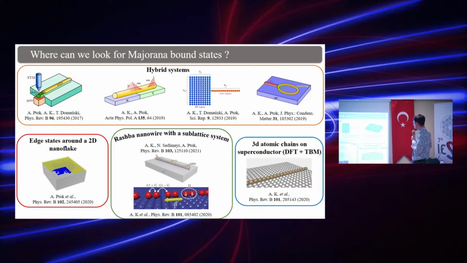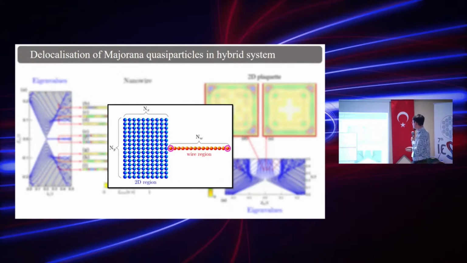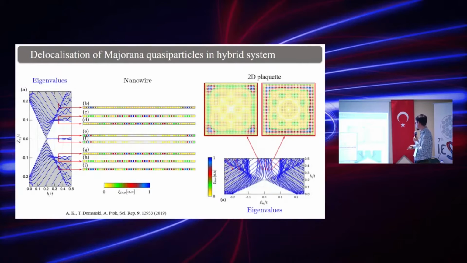And here we used bands from DFT and Wannierized them in order to produce a tight binding model to obtain signs of topological transition. So now for the main part, I will be discussing this system, this dimensional hybrid that links a 1D nanowire and a 2D plaquette. At the beginning, we have those systems separated.